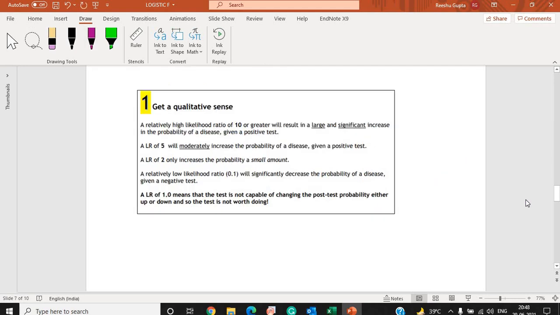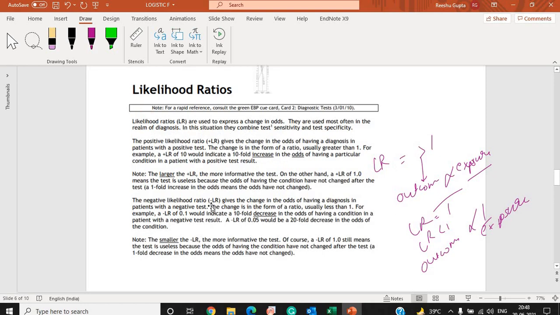There is something else you can see here as well. Qualitatively, roughly, if you have a value, you can sense what the results are going to be. For example, if it is an LR of 5, there is a moderate increase. If LR is 2, there is only a small increase. And when the LR is 1, the test is not capable of changing the post-test probability either up or down. So what you need to remember is that when LR is more than 1, the outcome is directly related to the exposure. When LR is 1, your test is useless.